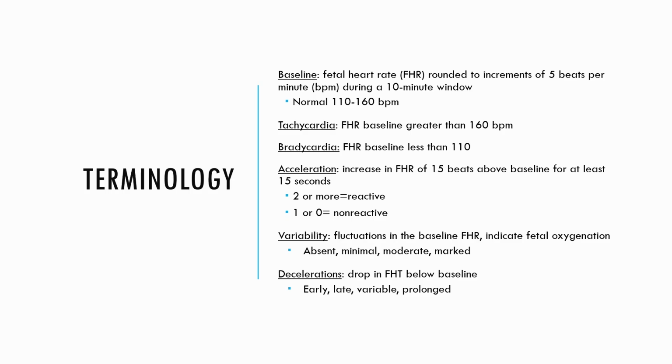Some other words, variability. This is defined as the fluctuation in the baseline fetal heart rate. To me, this is the most confusing one to understand, but it's the beat to beat variation. We record it as absent, minimal, moderate, and marked. Again, we'll go deeper into this on the next few slides. And then we have decelerations, and these are drops in our fetal heart tones below the baseline. There are 4 types of decels we're going to learn about: early, late, variable, and prolonged.